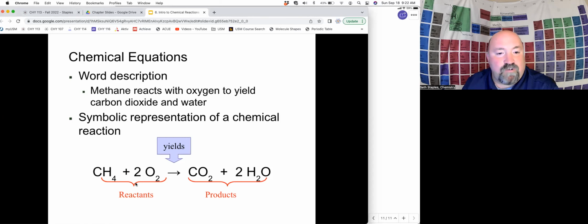Don't worry about these numbers in front quite yet. These are called coefficients. We will get to those. Those are certainly a very important part of a chemical equation, but don't worry about them quite yet. For now, we're just focusing in on these highlights of a chemical equation, being our reactants reacting to yield our products. And so that's a symbolic representation of a chemical reaction taking place.